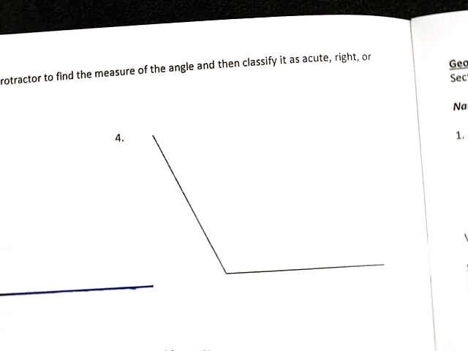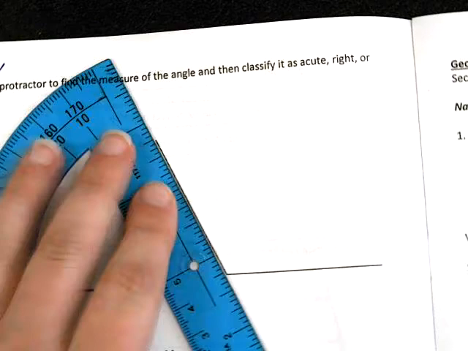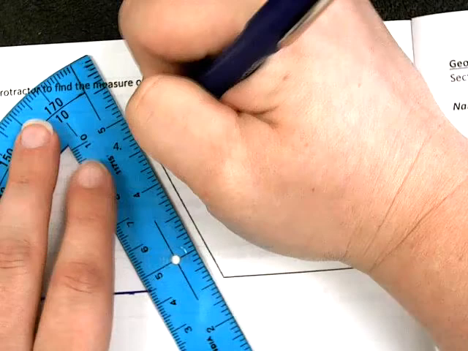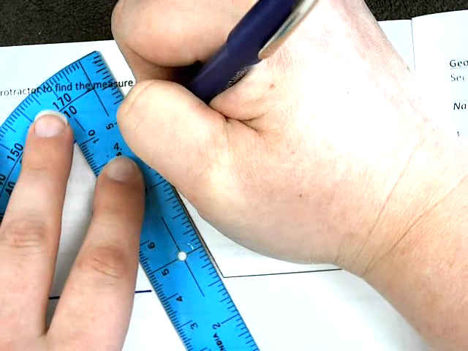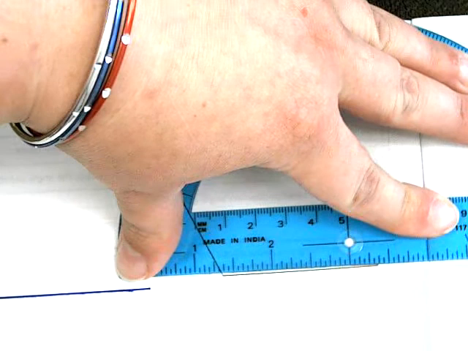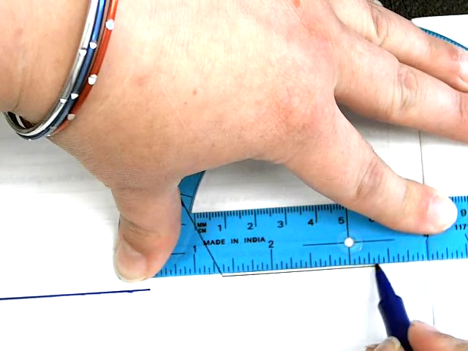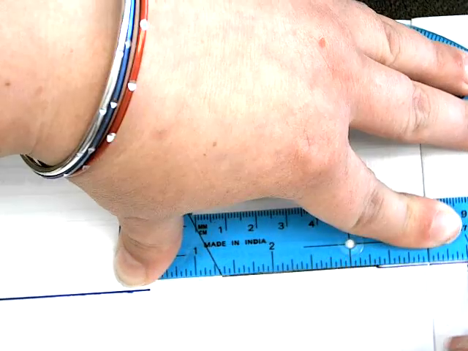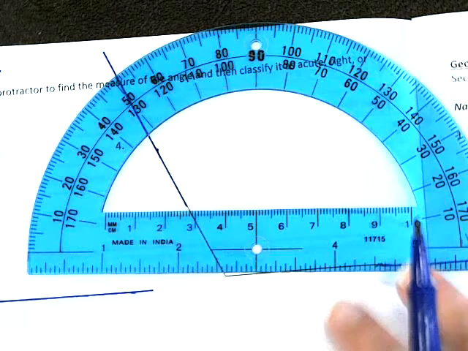So again, the first thing you're going to want to do is extend your sides because we want to be able to use our protractor accurately. So extend both sides of your angle. On this one, you might have to go on to your other page. It's okay. All right, so let's line it up.